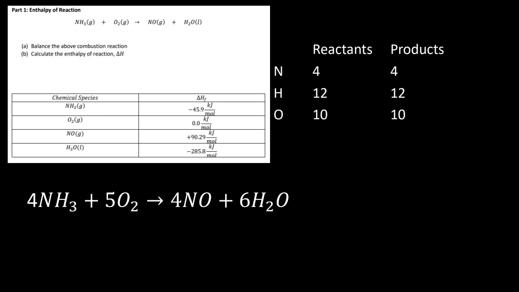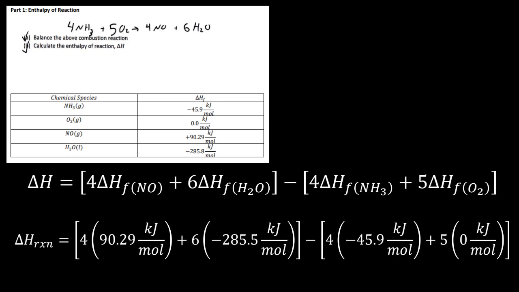So if you have all of your numbers and you can't divide them all by some similar number, then you know you're done. 4 molecules of ammonia reacting with 5 molecules of O2, yielding 4 molecules of NO plus 6 molecules of H2O. Now we have our balanced chemical equation.